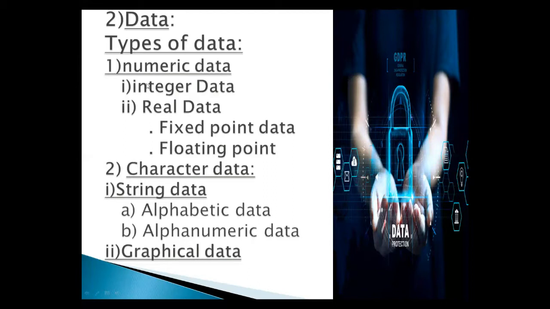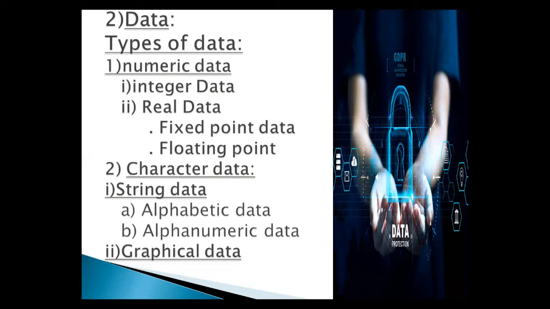Now, first one is numeric data. The data which is represented in the form of numbers is known as numeric data. This includes digits 0 to 9 and decimal point, plus, minus sign, and then letters E or D. The numeric data is further divided into two types. Number one is integer data and number two is real data. Now, integer data. Integer data is in the form of whole numbers. It doesn't contain a decimal point. However, it may be positive or negative numbers.